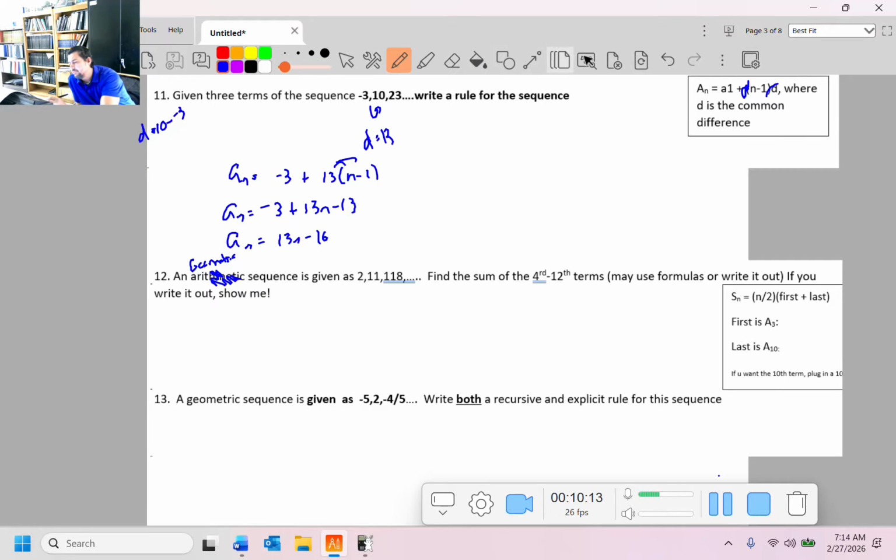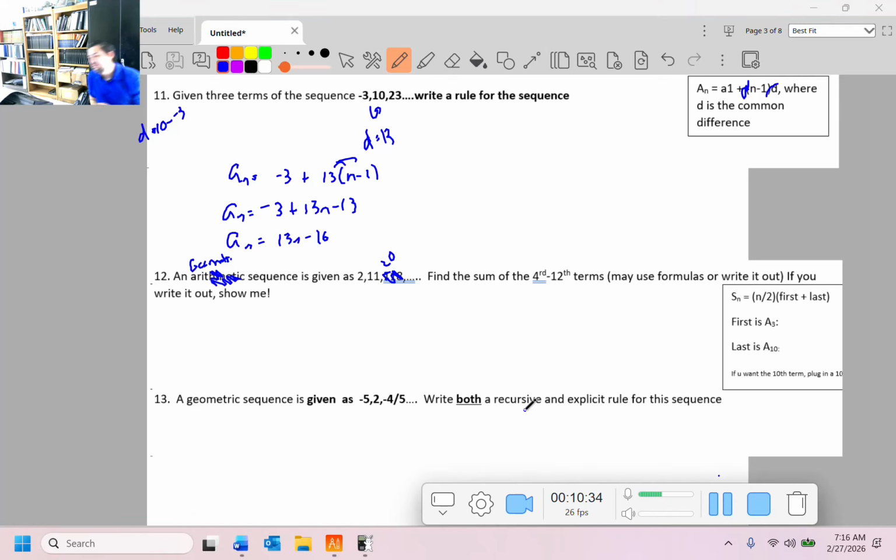No, it's not. It just has a typo, doesn't it? That needs to be an 18. 2, 11, 18. That ain't right either. Let's see. We're adding what, 9? 20. There we go. 2, 11, 20. Let me pause this real quick and fix that.